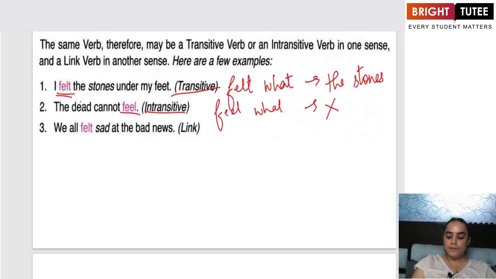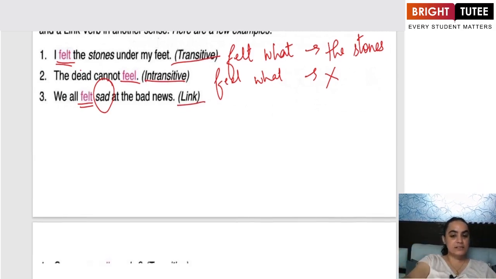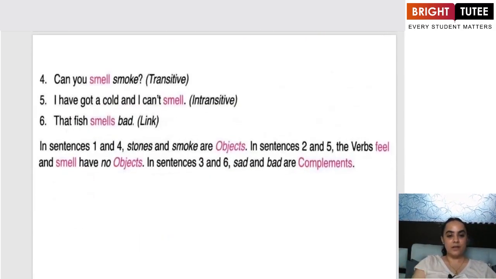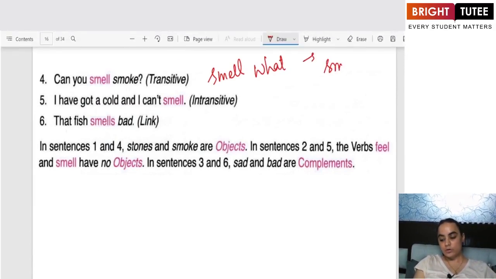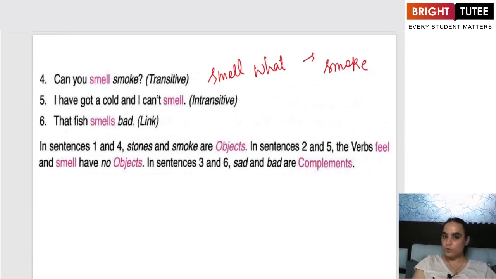We all felt sad at the bad news. What is the verb? Felt. It needed an adjective. It needed a complement to complete it. So this was what? A linking verb. Let us look at another set of examples. Can you smell smoke? Again, ask the question, smell what? Smoke. I have the answer. I know the object. So this is transitive.